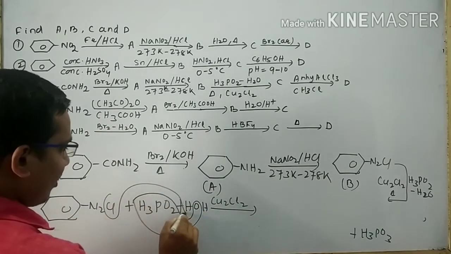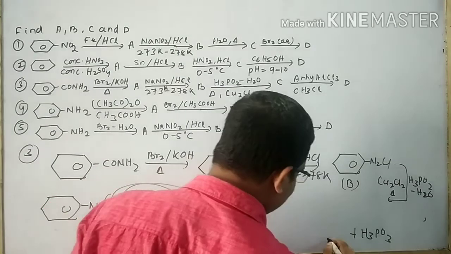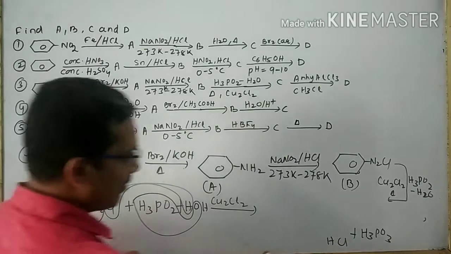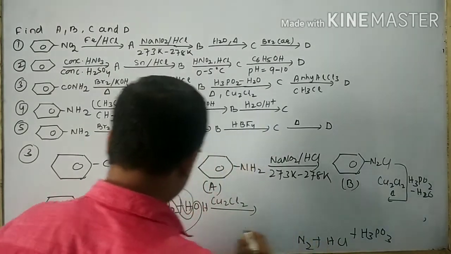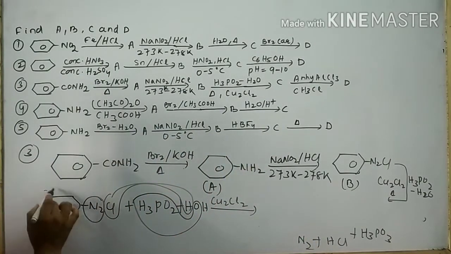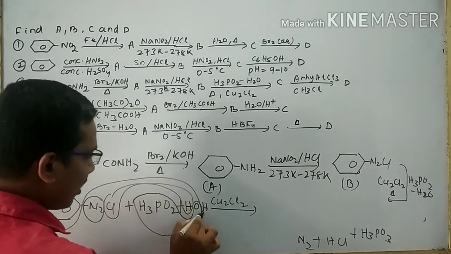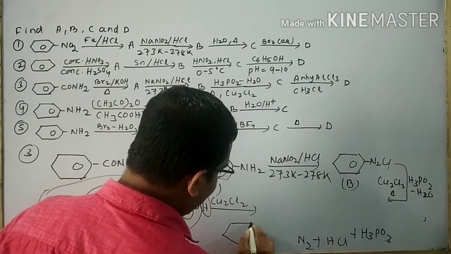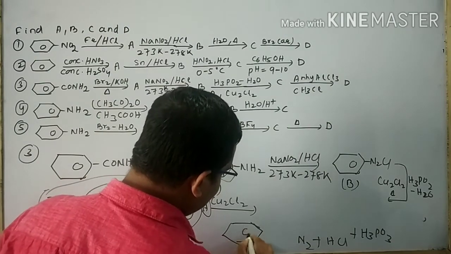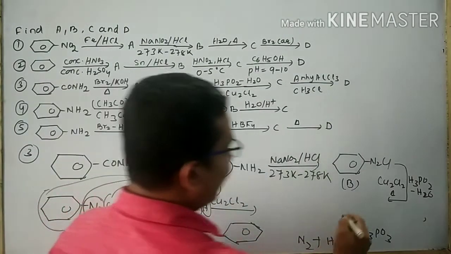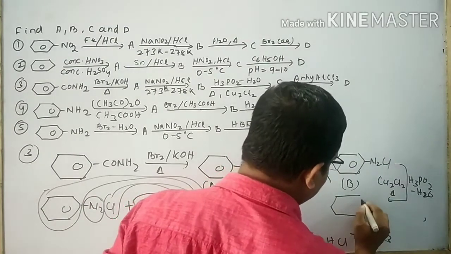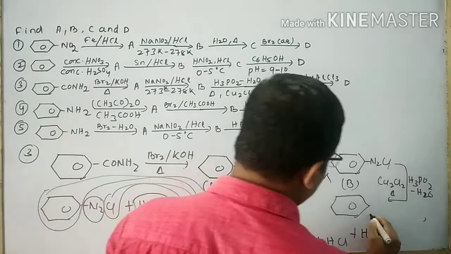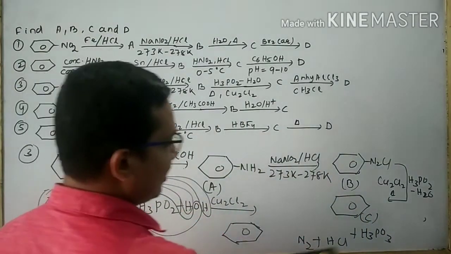And another byproduct is your HCl. So you can write HCl as another byproduct. N2 is another byproduct. And the remaining is this part. This part will attach to the hydrogen atom and form benzene. This is the structure of benzene. So we can write here benzene, and benzene is considered as C.